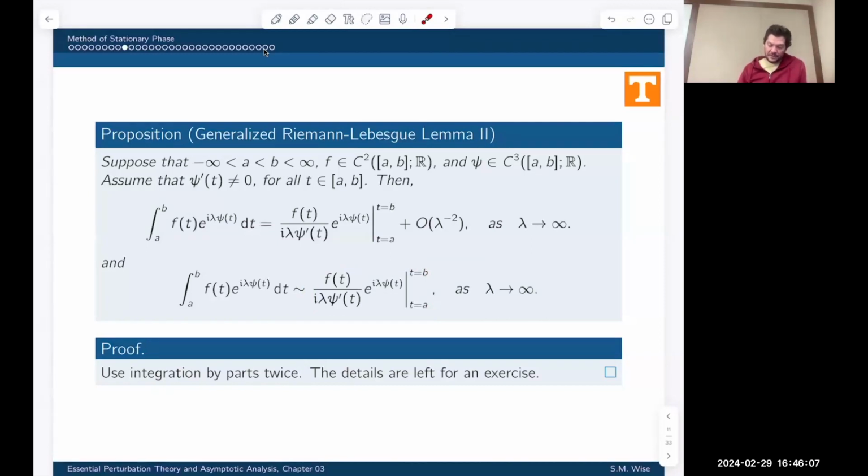Now you have to use integration by parts twice. And that may be why you have to have f being a C2 function and psi being a C3 function. Again, the details are left for an exercise. Calculation proof.